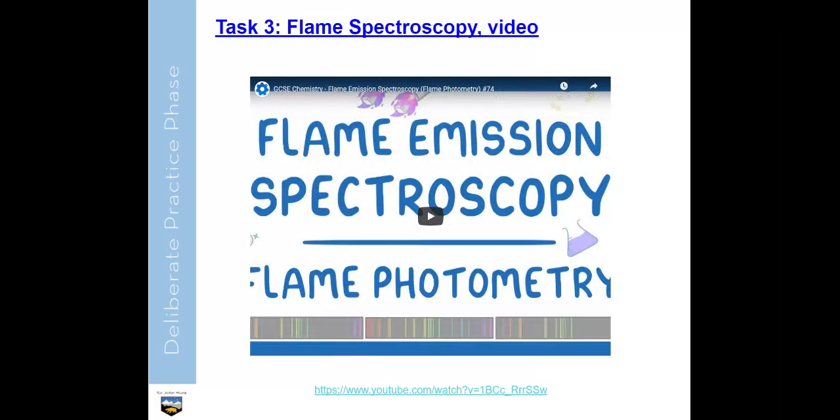So now we're going to look at the second instrumental technique used in the lab, and we're going to look at flame spectroscopy. So this is a more accurate way of measuring the presence and concentration of metal ions in a sample. So what I'd like you to do is complete task 3, click the link and watch the video, come back once you've done it.